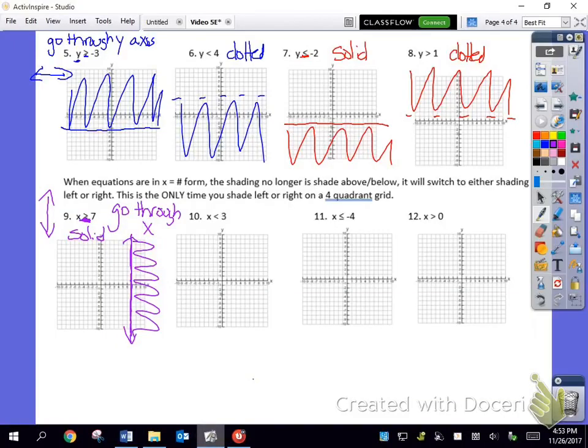Okay? So let's do another one. So you have a vertical line. X is less than 3. This is dotted. So it's going to go through the x-axis at 3, and it's going to be a dotted line. And it says less, so this side should be shaded.